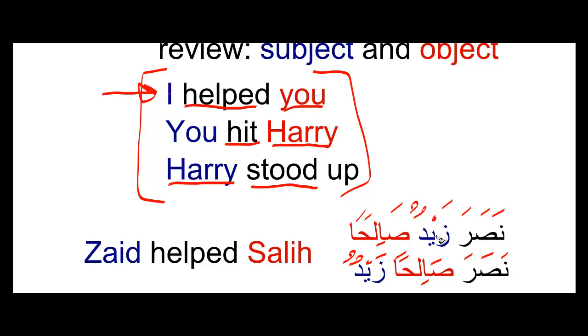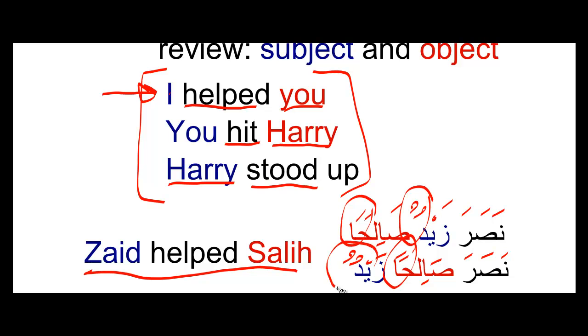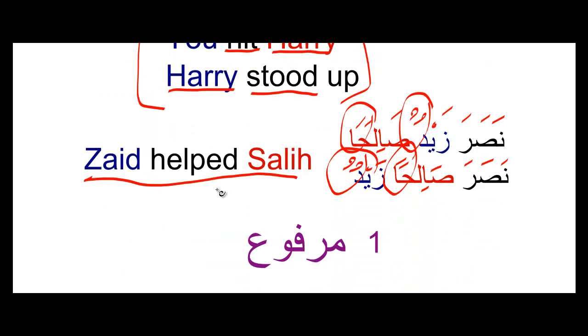If I put "you helped I" or "you helped me," the subject and the object will have changed. Whereas here, if I switch Zayd and Salih, it does nothing to the meaning. The meaning still is Zayd helped Salih. Nasara Zaydun Salihan, Nasara Salihan Zaydun. Why? Because of these endings. These endings tell us which is the subject and which is the object. And that's why this lesson is very important as well.